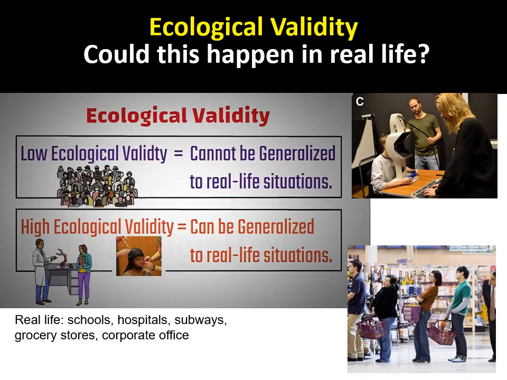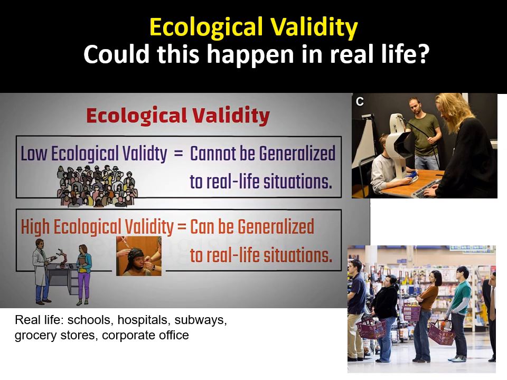So low ecological validity has to do with not in a real life situation. High ecological validity means it could be a real life situation. Okay, so there's the validity of the test. Is the test actually measuring the right thing? And then there's ecological validity, which is the ecology, right? Ecology means the environment. That's what the word means.